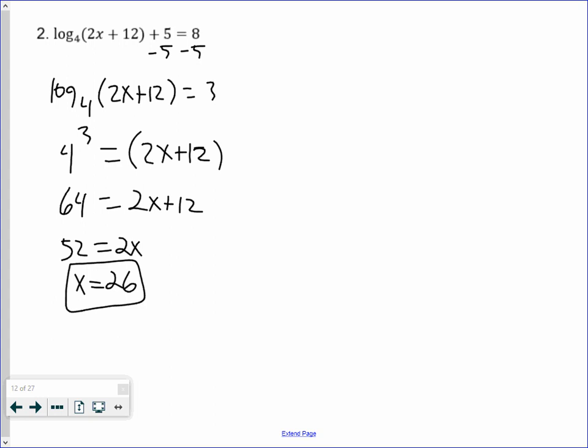So the biggest part of this problem, or these problems, is knowing to isolate the log, and then going from a log to an exponential. Everything after that is just basic algebra. Just solve for x.